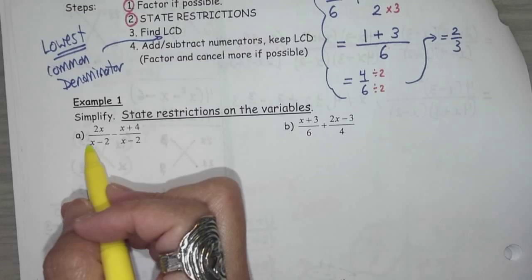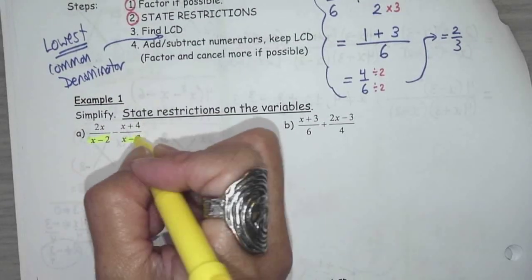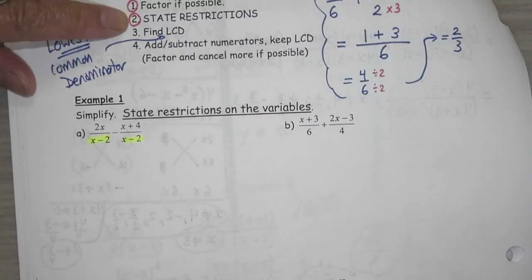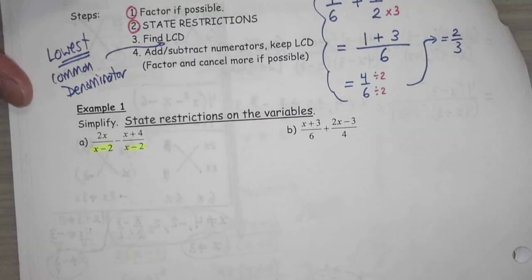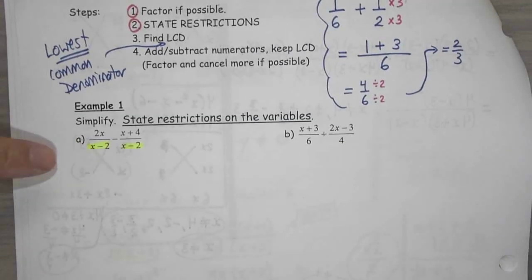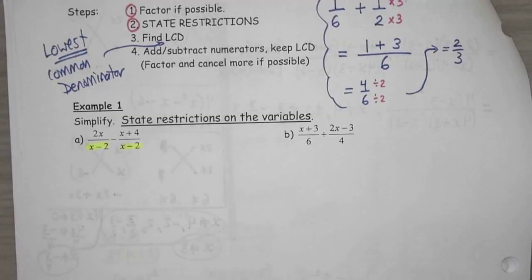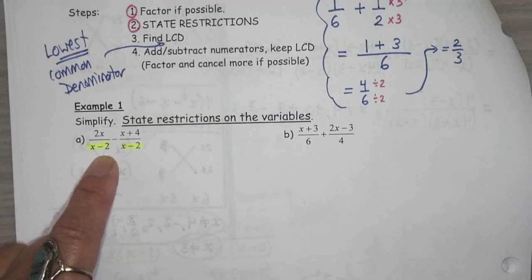Can I factor the top? No. Can I factor the bottom? Top, bottom? Nothing. So I can't factor, so step 1 is already done. Step 2 is state restrictions. Restrictions are always restricting the denominator. We know that from before. We are always going to restrict the denominator. Okay? So this x minus 2 is restricted.